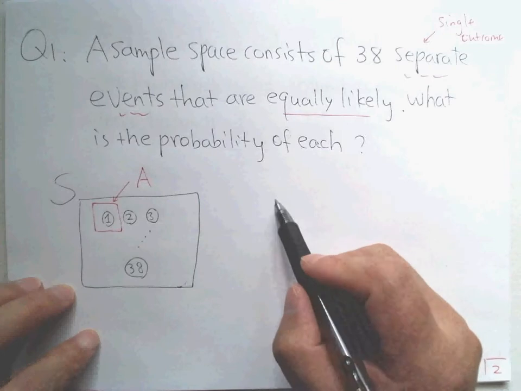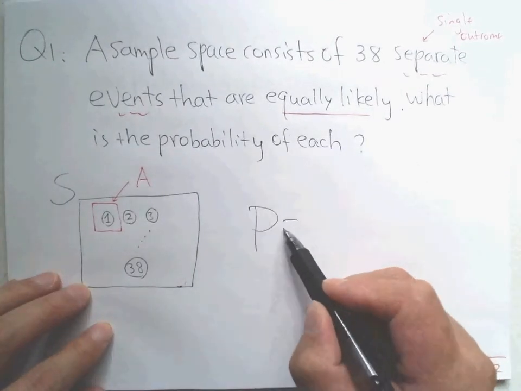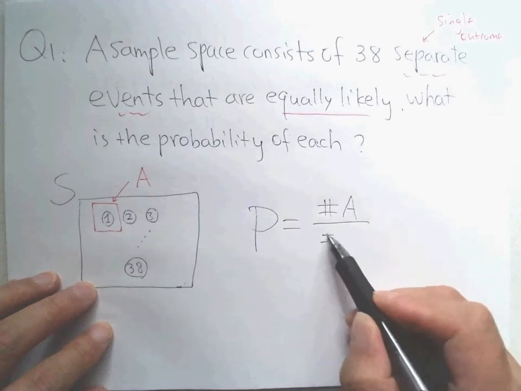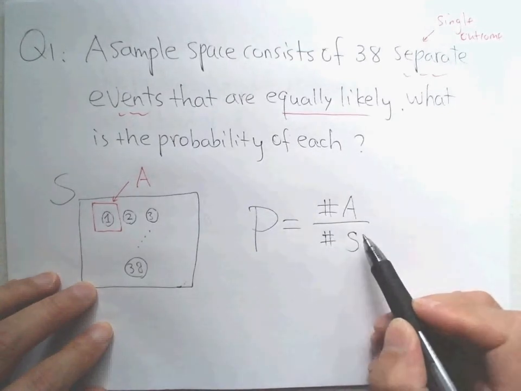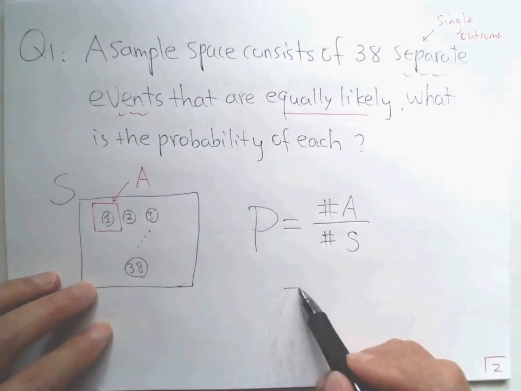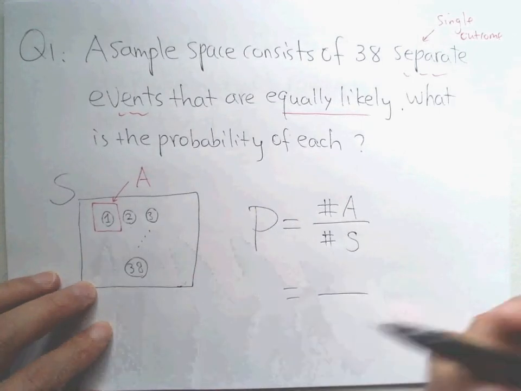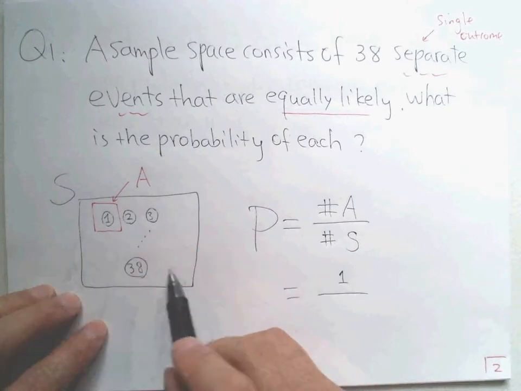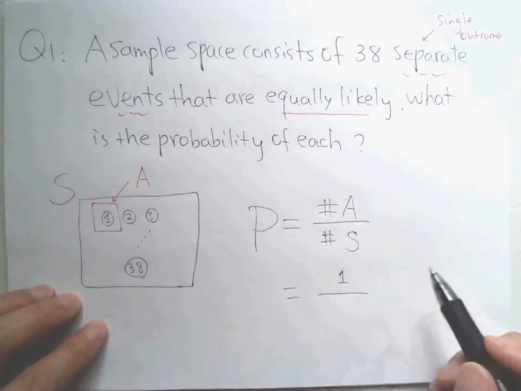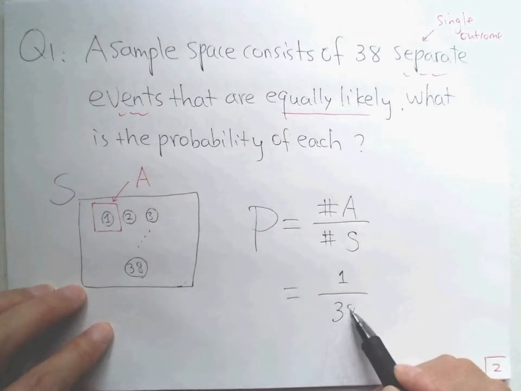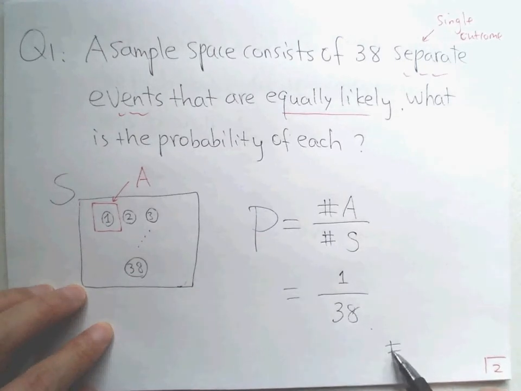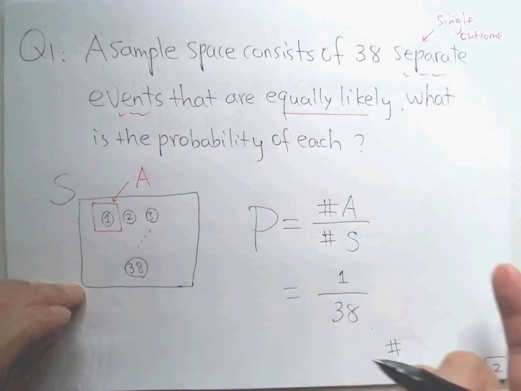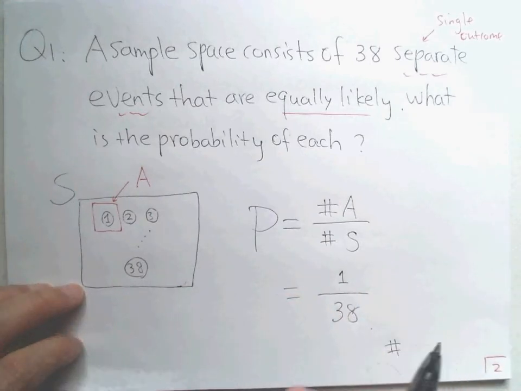Therefore, the probability is easy to find. It is the number of A over the number of the sample space. What is the number in A? It is only one single one. What is the number in the total sample space? 1, 2, 3, count to 38. So we have 38. This is the first. So each single outcome has the same probability, and all together it is 100%.